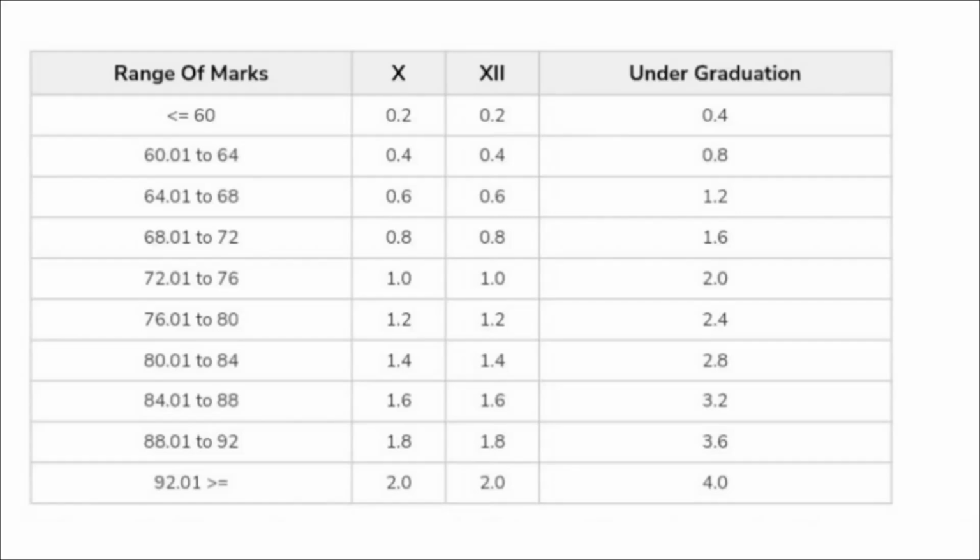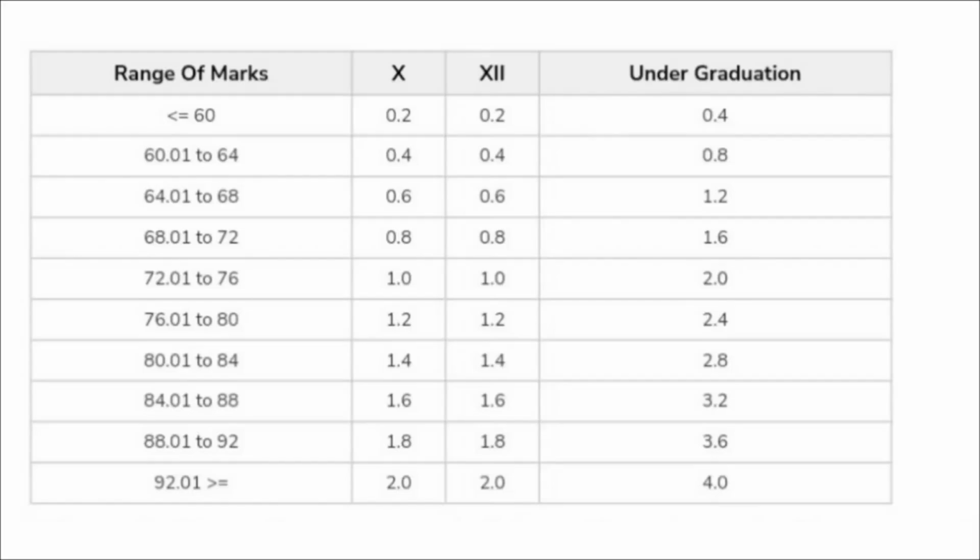If your percentage ranges between 72 to 76, then class 10th and 12th have 1 mark weightage, and graduation has 2 marks weightage. If your percentage ranges between 76 to 80, class 10th and 12th have 1.2 marks weightage, and graduation has 2.4 marks weightage.